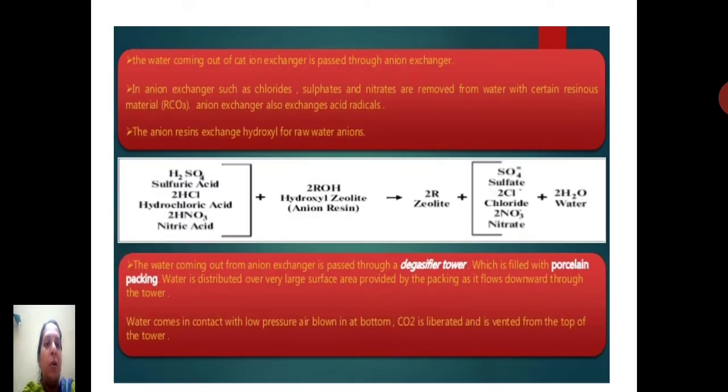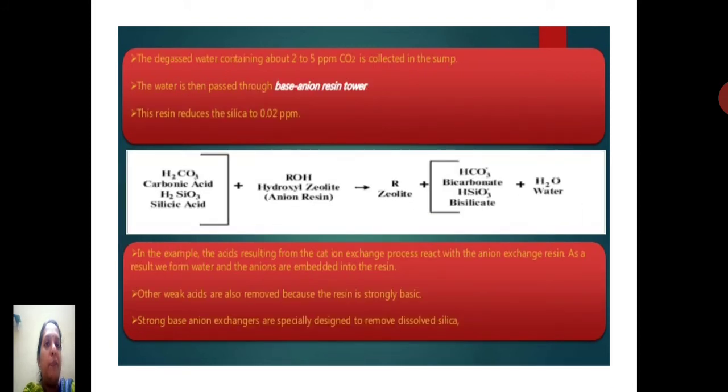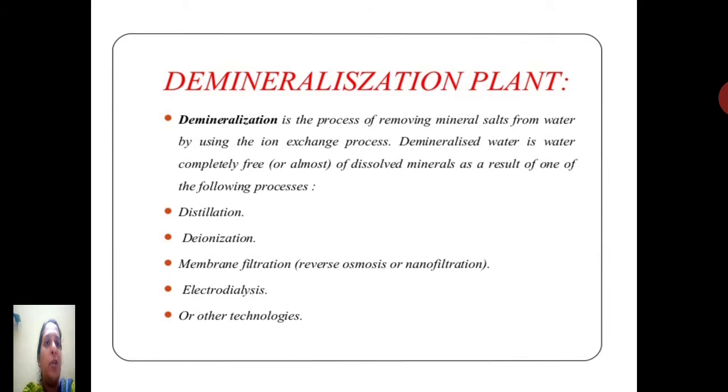Then it is taken to the anion bed, where the sulfuric acid, hydrochloric acid and nitric acid react with the hydroxyl zeolite and form zeolite as well as sulfate, chloride and nitrate plus water. This can be taken to the decarbonator tower, which is filled with porcelain packing. When it comes in contact with low pressure air at the bottom, carbon dioxide is liberated and vented from the top of the tower. So this is a demineralization plant.